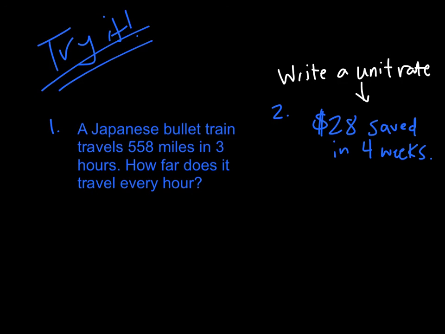But you have number 1, it says a Japanese bullet train travels 558 miles in 3 hours. How far does it travel every hour? So please recognize that your every hour is they want to know how many miles does it travel in 1 hour. So that's your unit. Number 2 says $28 saved in 4 weeks. Well, my question is, if it's writing a unit rate, how much money would I save in 1 week? What is my unit rate for that? And the answers will be on the next page.